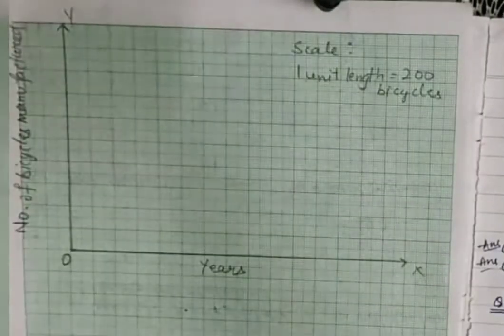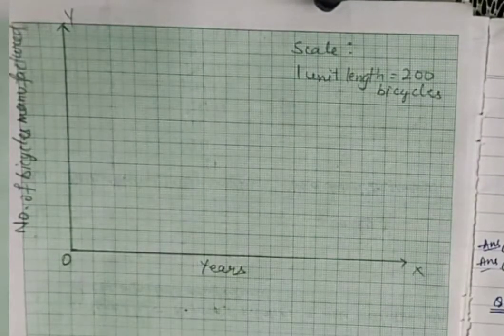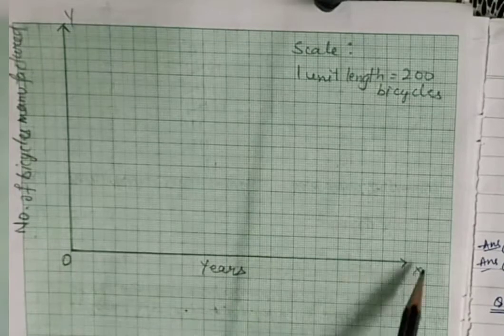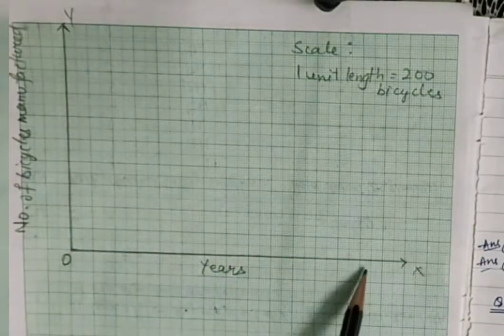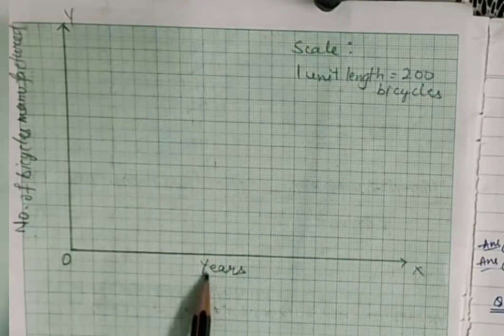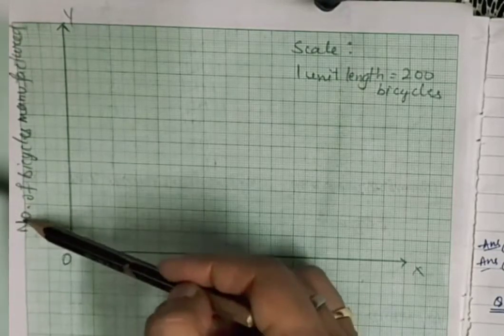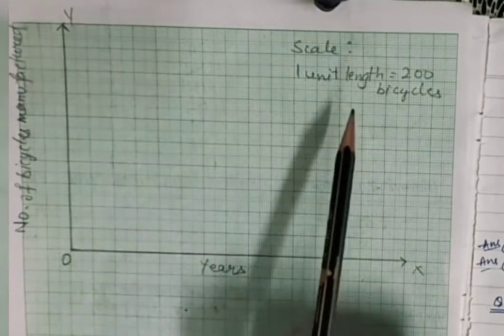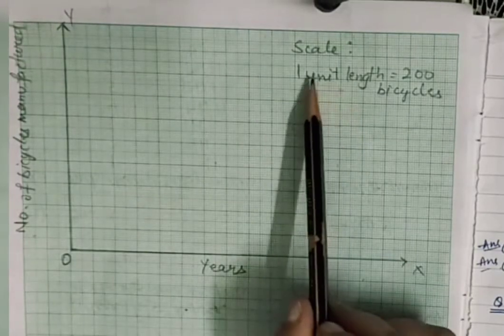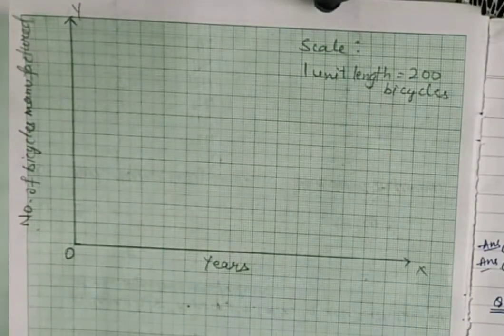So what is the first thing? The first thing is to draw the perpendicular lines, one horizontal and one vertical, the x-axis and y-axis. Now you can see I have drawn the perpendicular lines. This is the x-axis, this is the y-axis. I have written the captions. Here we are going to show the years. Here I have written number of bicycles manufactured, and the scale, as we have discussed, I am going to take 1 unit length equal to 200 bicycles.